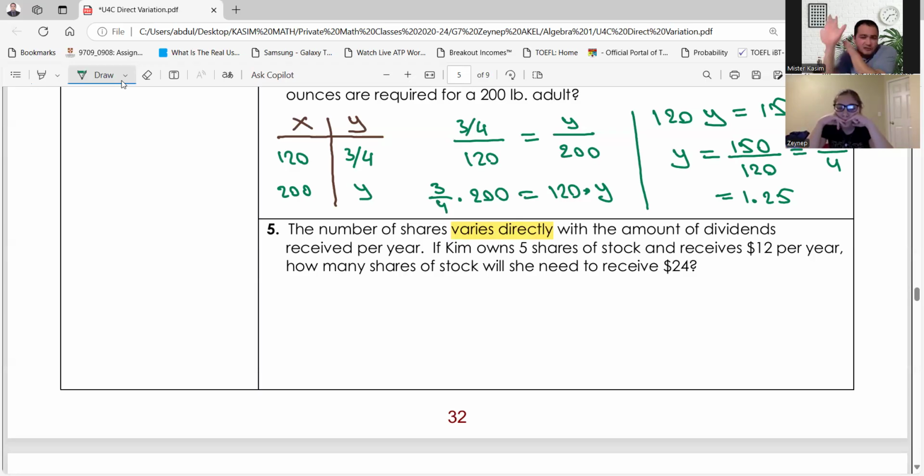If you buy five shares, you can earn $12 a year. To earn $24, so it's doubled. Also, you need to double the number of shares, right? So 10.